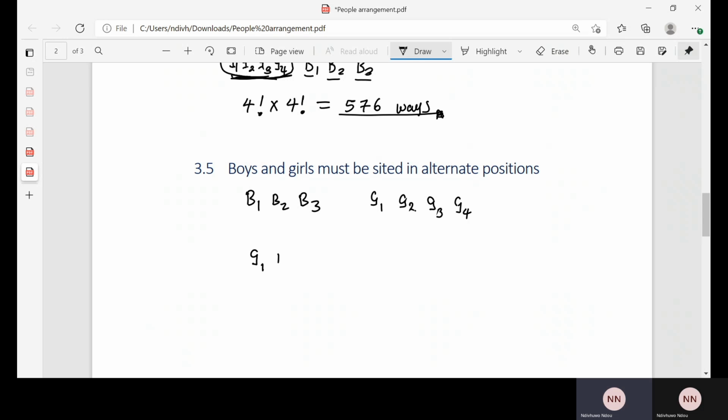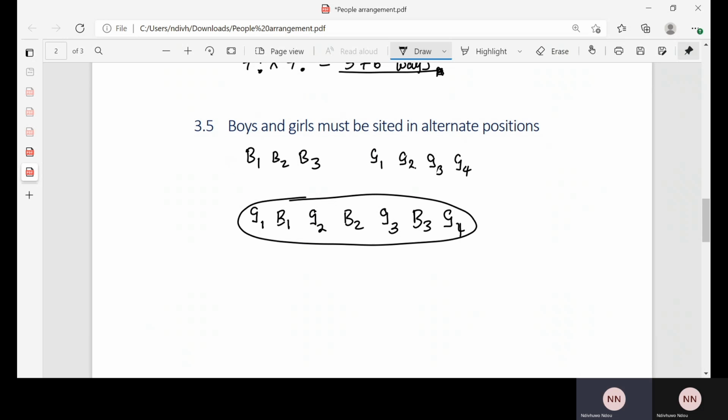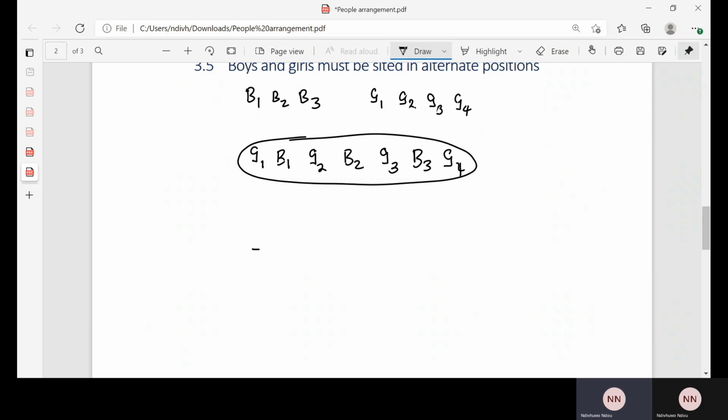So it must be a girl, boy, girl, boy, girl, boy, and a girl. So you can see all of them are seated in alternate positions if you look here. So how do we determine the total number of different arrangements that we can make? That's an important question. In order to determine the total number of arrangements that can be made, what you do is you come here and mark the total number of people that you want to arrange.